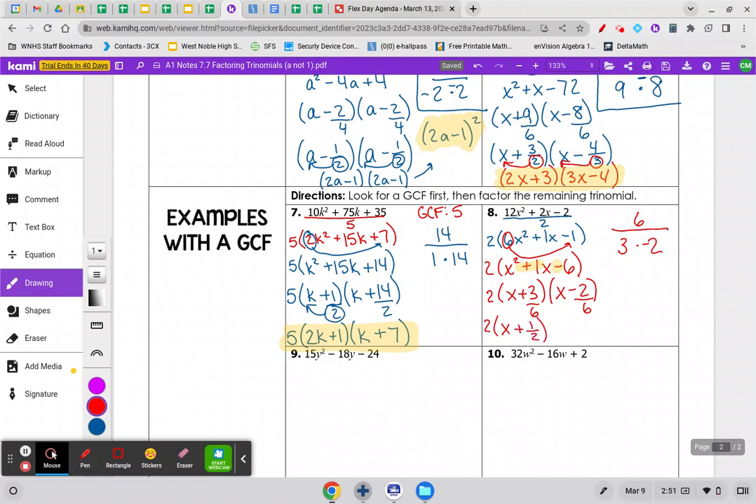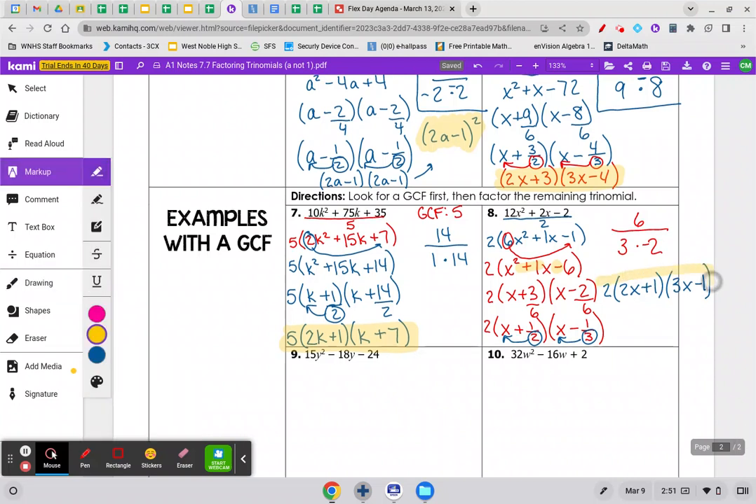to 1/2 and 1/3. And then I have to slip my denominators back up. So I have 2 parentheses, 2x plus 1, 3x minus 1. And this is my factored form. Guys, I want to point out that this is really no different than what we were doing before. There's now just a greatest common factor we have to take out. It's still just the slip and slide method with an extra letter or number, in this case, in front.